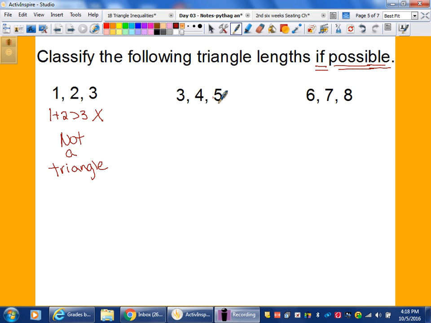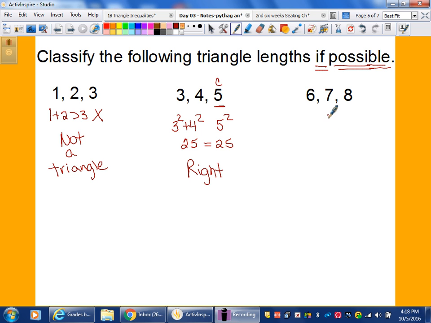Now, 3, 4, and 5. 3 plus 4 is definitely greater than 5, so I do have a triangle. So how do I figure out which one's my C? It's really easy. C is your longest side, so 5 here is my C. So I do 3 squared plus 4 squared, and I compare it to 5 squared. This is 25, and this is 25, so they're equal, so this is a right triangle.